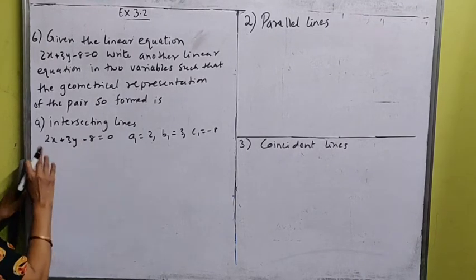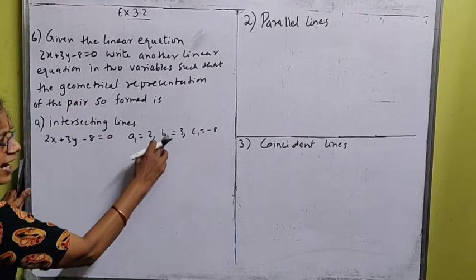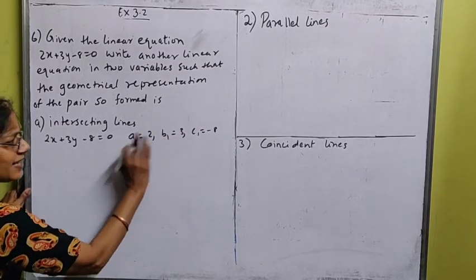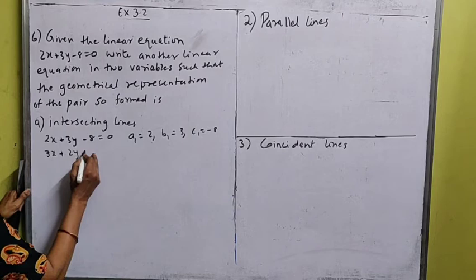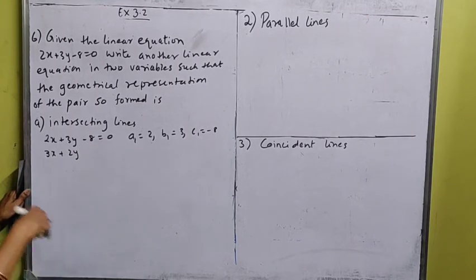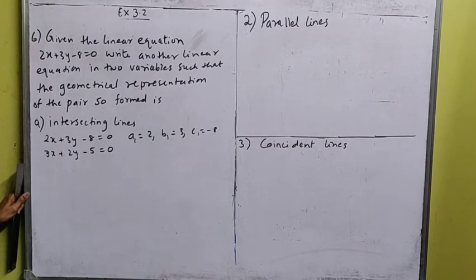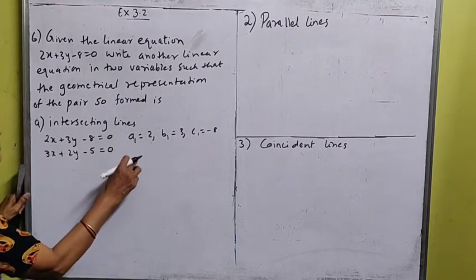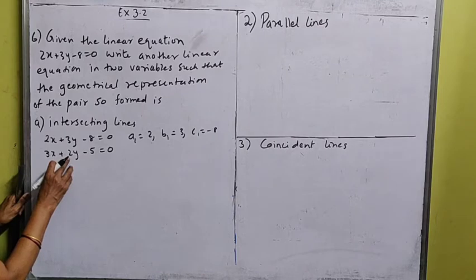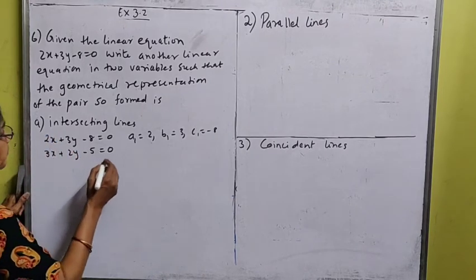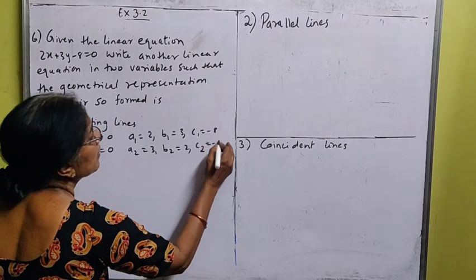Very easy. If I take A1 by A2 as 2 by 3, then B1 by B2 is 3 by 2. So if I exchange the values of x and y, I can write it as 3x plus 2y, plus any constant you want, because C1 by C2 is also not equal. So minus 5 is equal to 0. Keep in mind A1 by A2 and B1 by B2 should not be equal. So any number you take before x and any number before y, and add any constant. So here A2 is 3, B2 is 2 and C2 is minus 5.